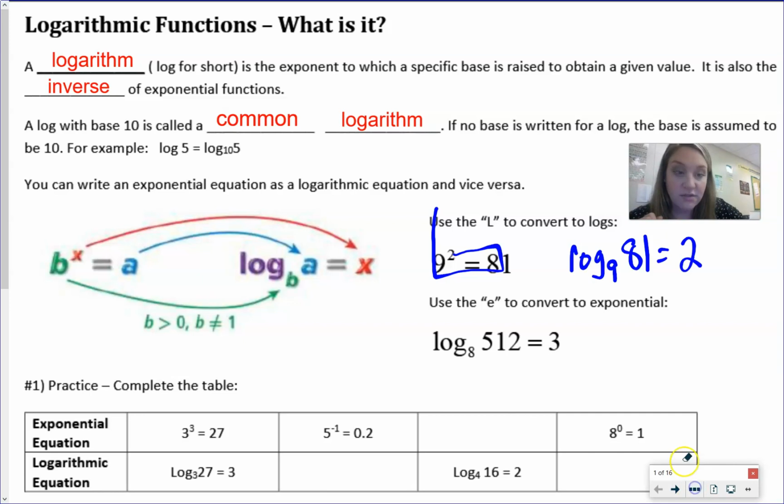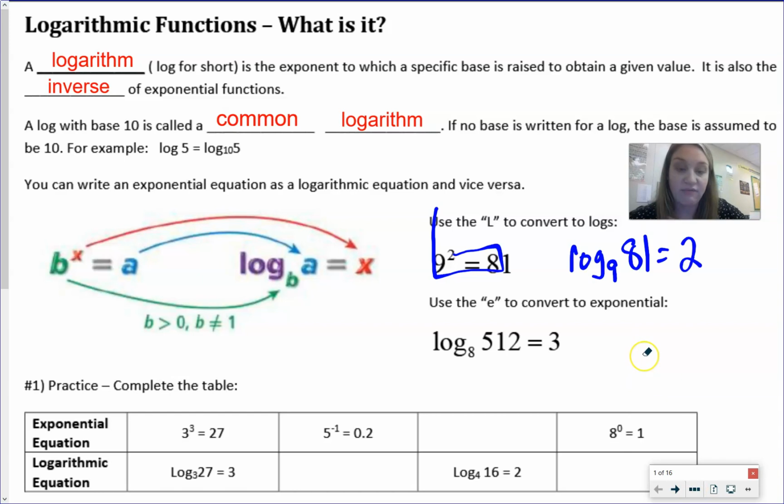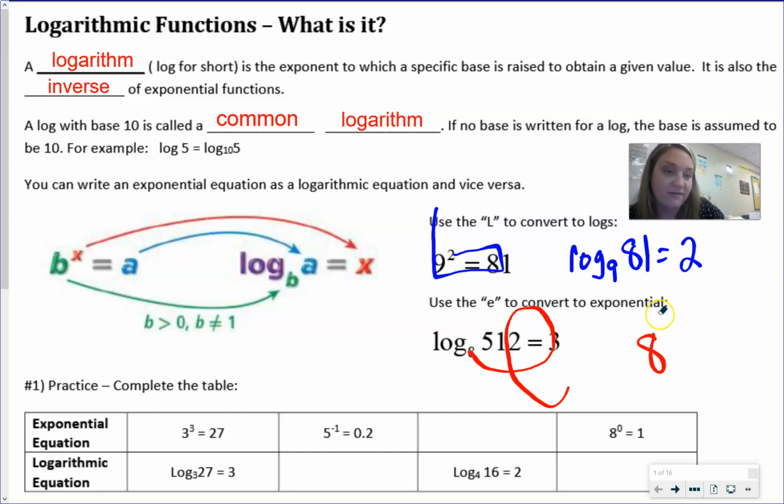Okay? I can also do that to go the other way. So if I'm given a log and you are asked to rewrite it in exponential form, so I want the base, I want the exponent, I want it equal to a value, we can use an E to put it in that form. Start with my base of 8. Draw my E. My exponent is 3, and it's going to equal 512. Exponent of 3 equals 512. Okay. So when you have all numbers like that, it kind of makes sense. I'm not going to say 8 to the power of 512 equals 3. That doesn't make sense.